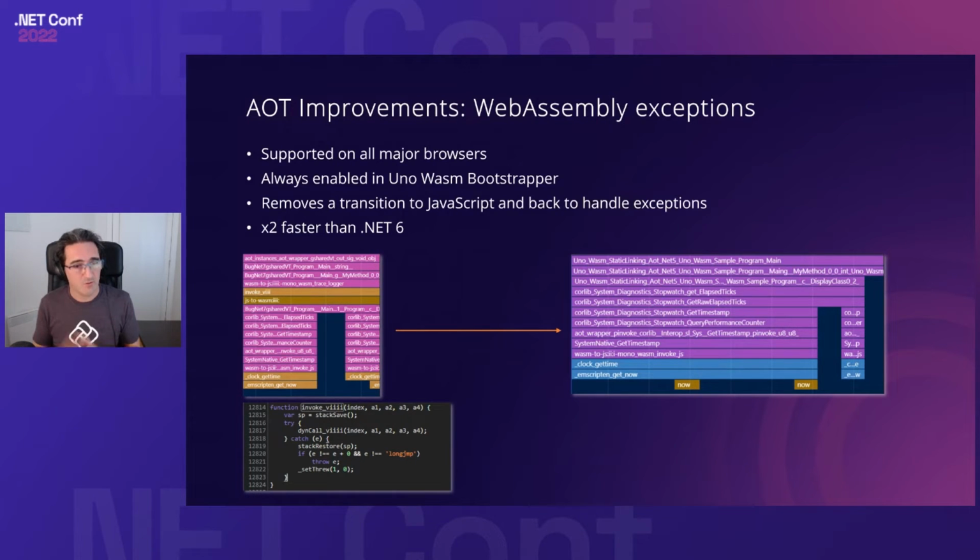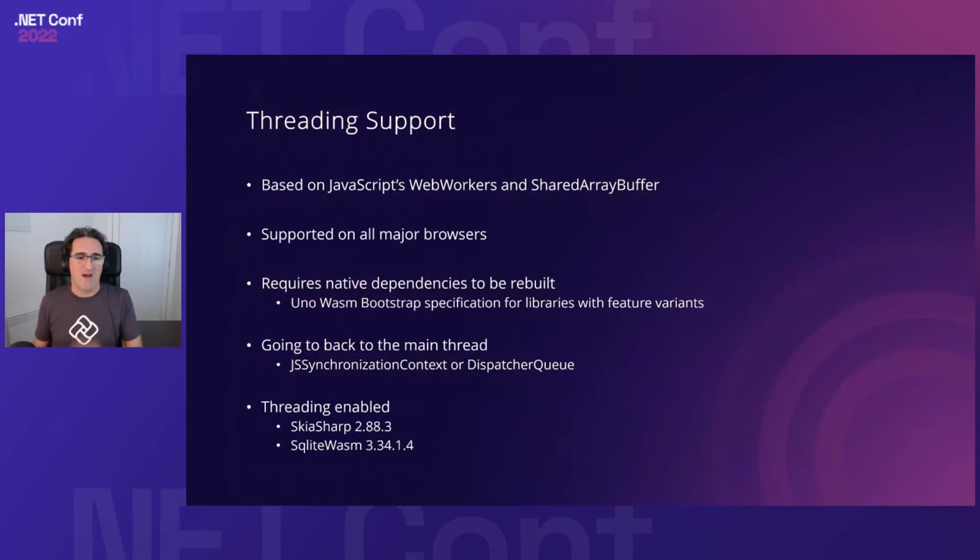WebAssembly exceptions are supported in all browsers now. So that means that if you're running on .NET 7 using the Uno platform, it's going to be running everywhere. And that's pretty cool to get that small boost of performance there because exception handlers are everywhere. Threading support, now that's a cool one.